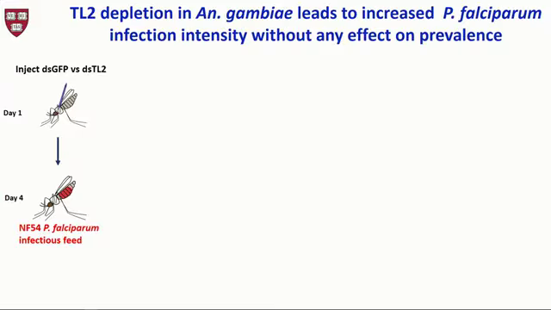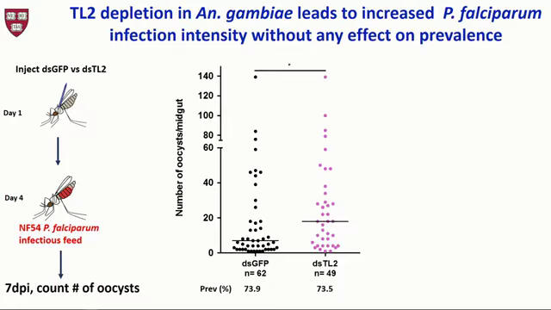Same experimental scheme, but instead of providing non-infectious blood, we provide an NF54 P. falciparum line that was generously provided by Carolina Barillas-Mury's lab. And at day 7 post-feeding, we dissected these mosquitoes and counted the number of oocysts in each female. So what you see is that inhibition of TL2 seems to favor infection. So that would suggest that triglycerides are important for infection, which is opposite to what we see in terms of the effect on egg development.